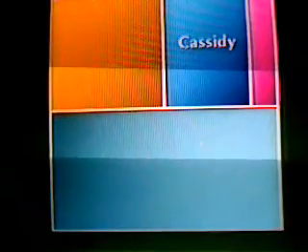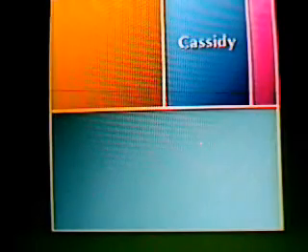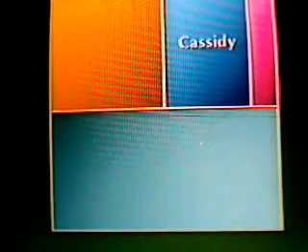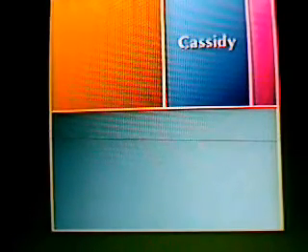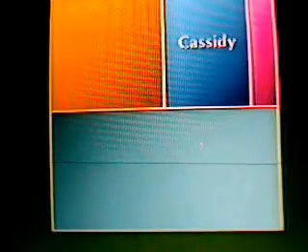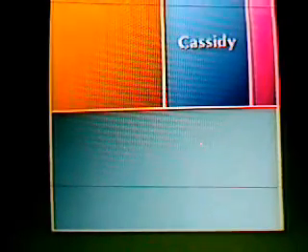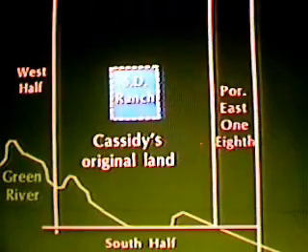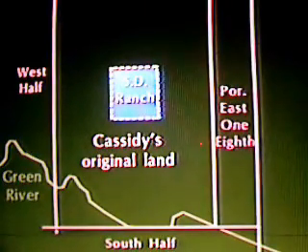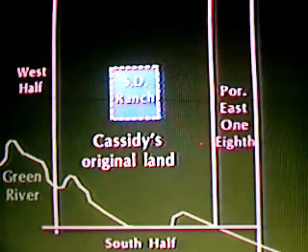Cassidy's ownership is shown in the graphic and reads as follows. All of Section 6 except the east 1/8, also excepting the west 1/2, also excepting the south 1/2. What remains after the three exceptions is simply a portion of the northeast quarter of Section 6, now shown in relation to the river and ranch.